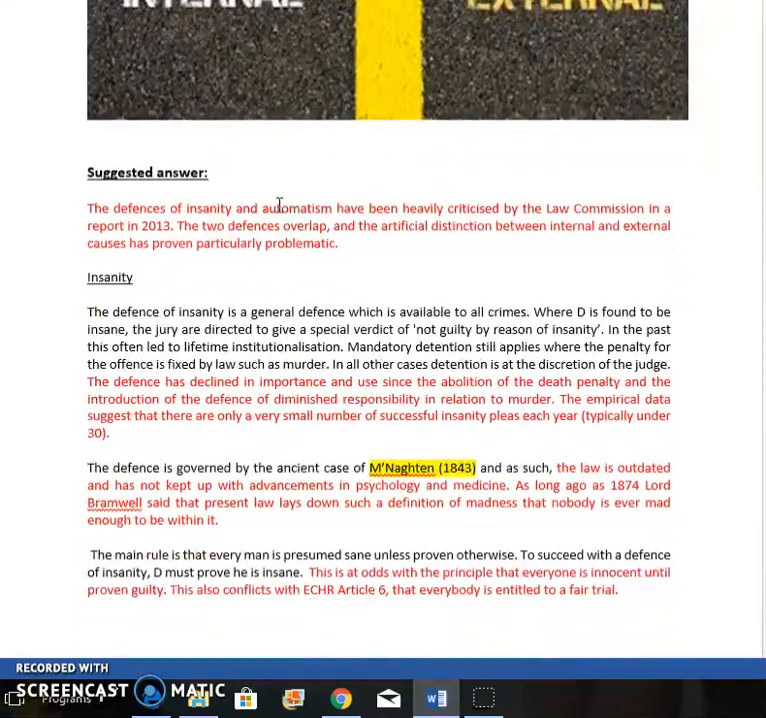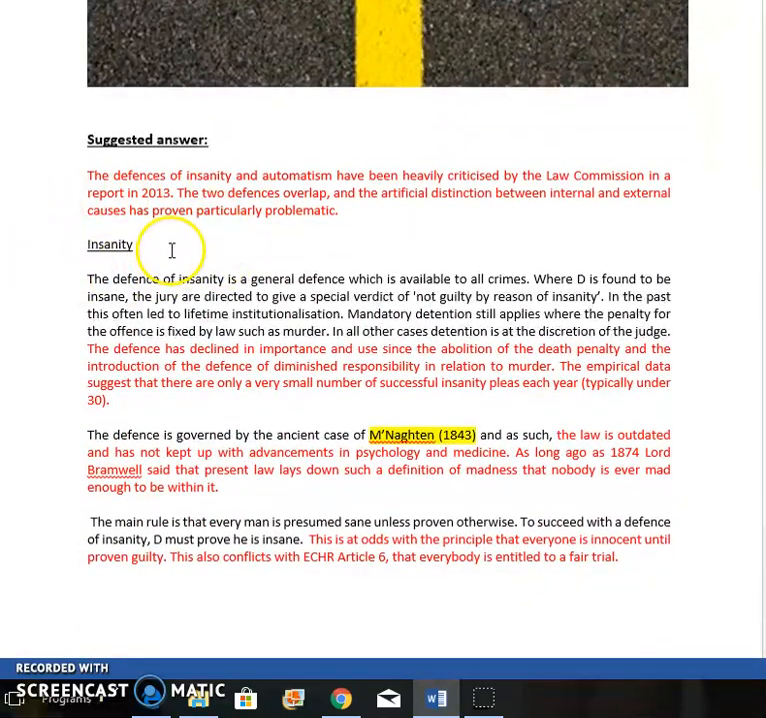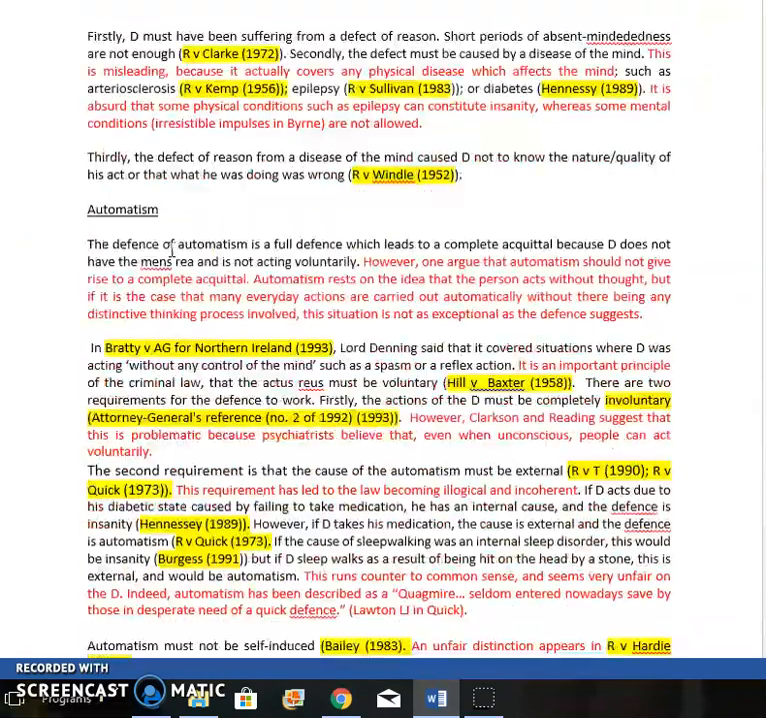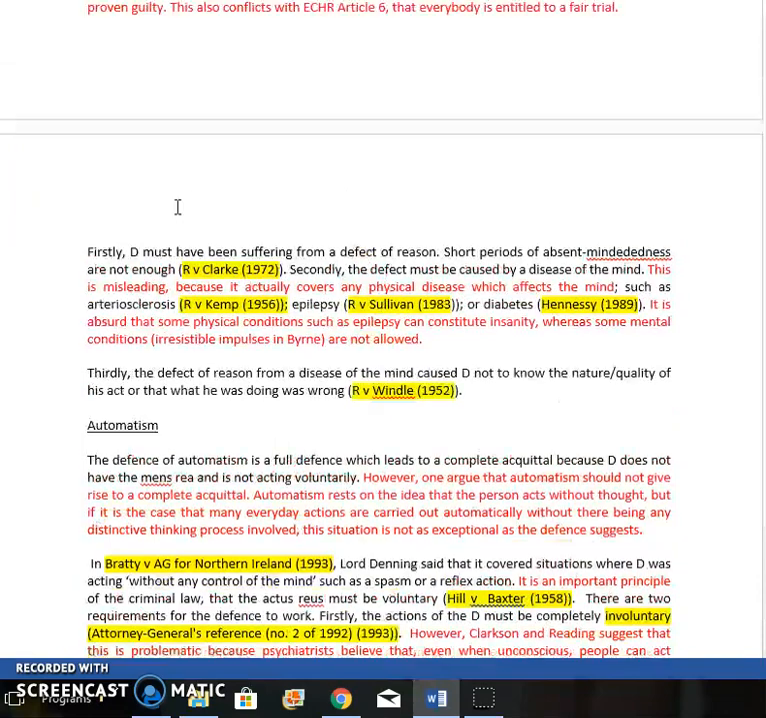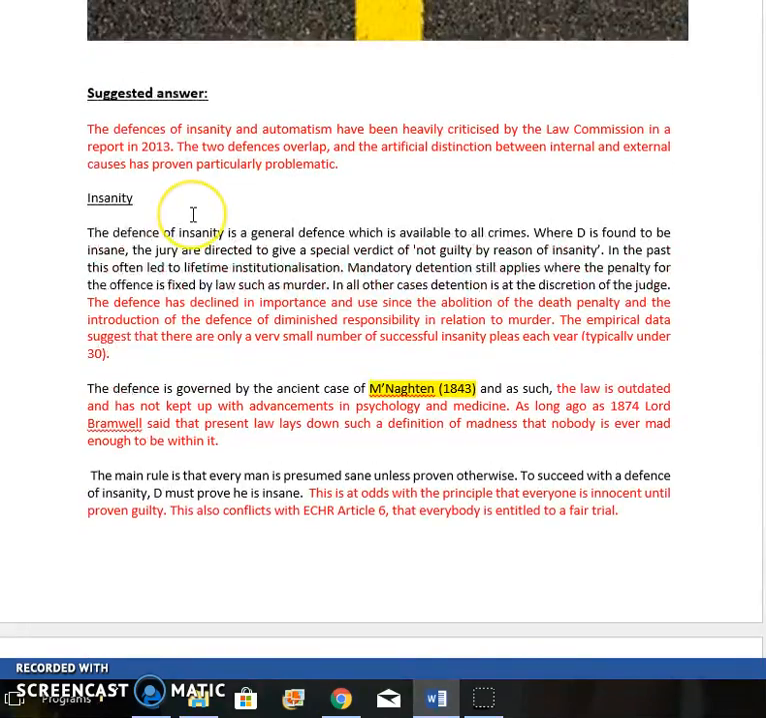I'm then going to start by looking at the defence of insanity. Once I've done that, I will consider the defence of automatism. Better to do it that way than to muddle the two up. Firstly then, the defence of insanity. I've got my AO1 comments here.